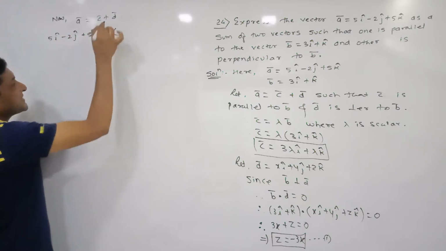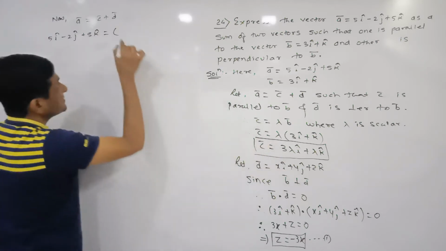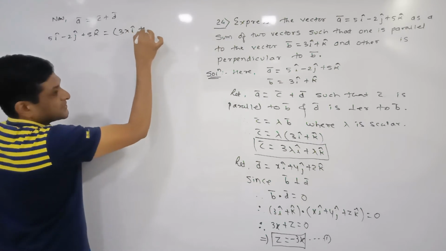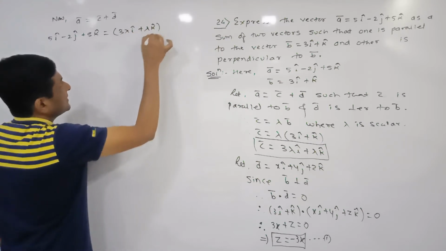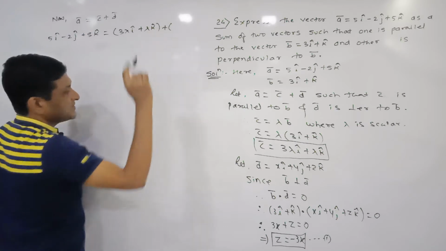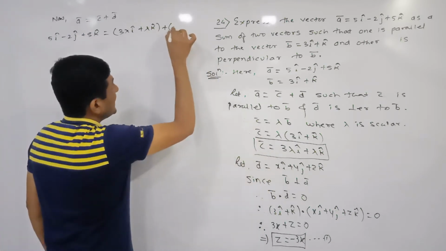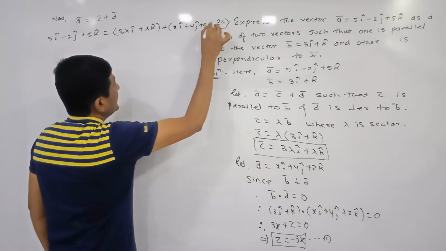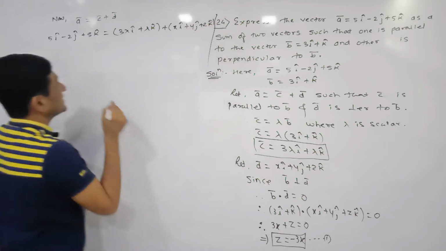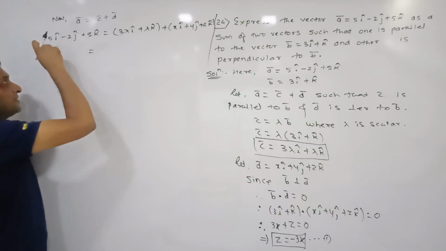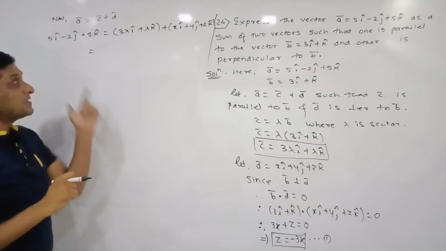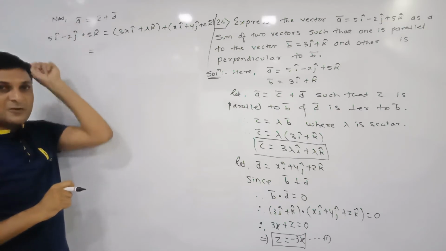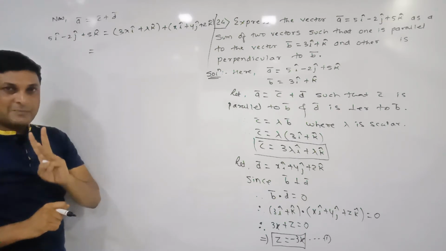On this side, replace c bar by its value, where the value of c bar is 3 lambda i cap plus lambda k cap, plus d bar. What is the value of d bar here? x i cap plus y j cap plus z k cap. We have just substituted the values. If you observe the left hand side, terms of i cap, j cap, k cap are there, meaning the left hand side is a linear combination of which three vectors? i cap, j cap, k cap.